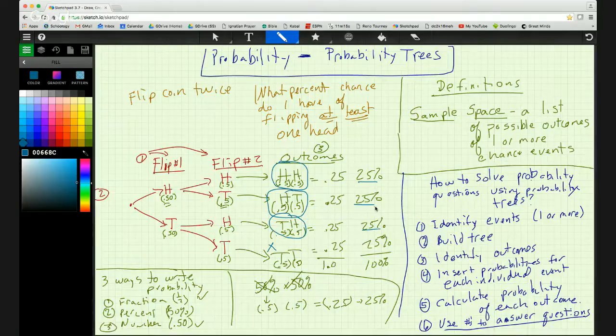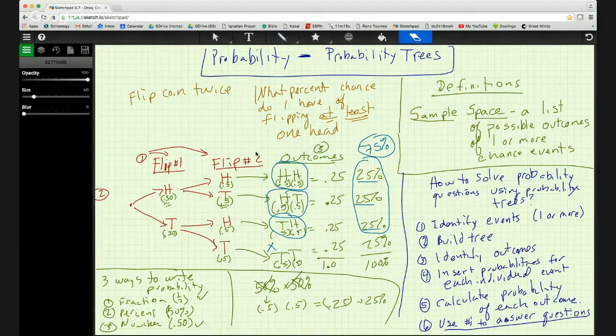The way you answer a question where you have multiple outcomes is you just add them together. If I have a 25% chance of this happening and a 25% chance of this happening, I have a 50% chance of either one happening. And then if I have another 25% chance, I'm going to circle all of these outcomes, and I'm going to say my chance is 75%. So I have a 75% chance of one of those things happening, and I have answered the question. I have a very good chance that I'll get at least one head if I flip a coin twice.